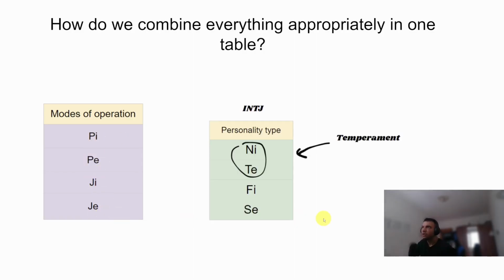And the other concept is the temperament. In one previous video, we defined the temperament as the combination of the first two functions in the type. So NETI is going to be the so-called NT temperament. The reason for this is that usually the top two functions are the strongest. So if they indeed are the strongest, the type represented by these functions, the temperament, is going to be most affected by them. So this is how we define the temperament.